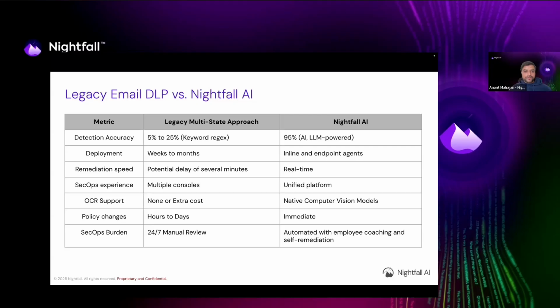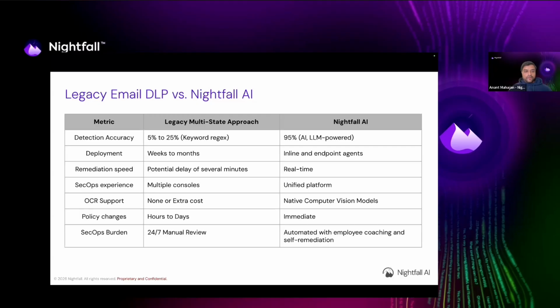The deployment is pretty straightforward. It's an inline connector-based deployment. It could be the SMTP relay in Workspace. The remediations are happening in real time, so in most cases, you're seeing emails getting blocked in a matter of seconds. From a SecOps experience standpoint, it's not a disjointed, disparate experience where you're having to go to a gateway console and manage the deployment there. You're also having to learn, there's a big learning curve with Purview, and manage it separately.